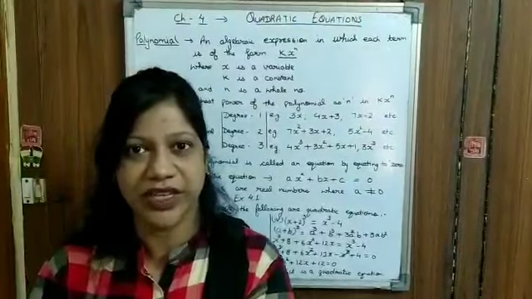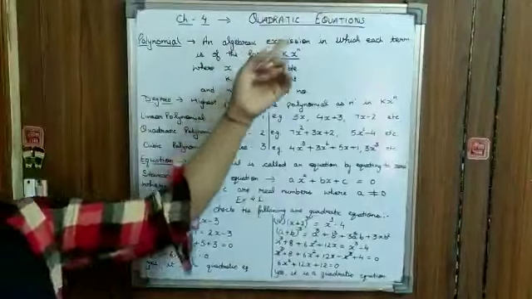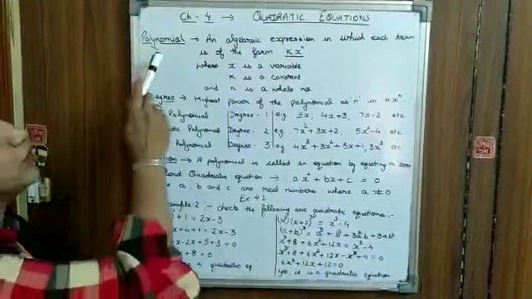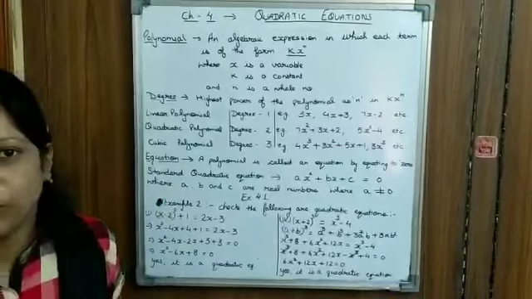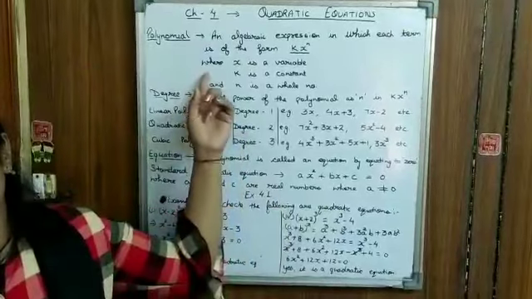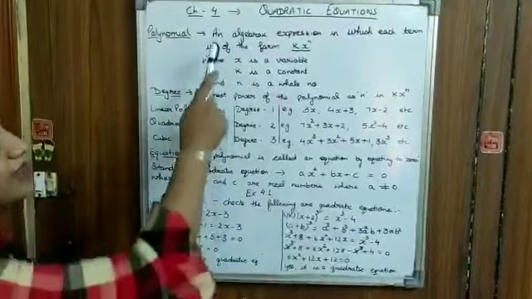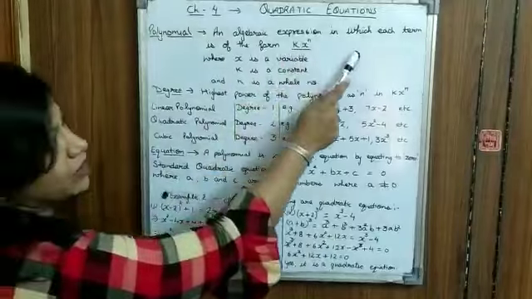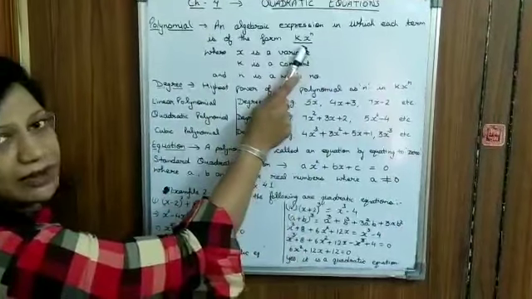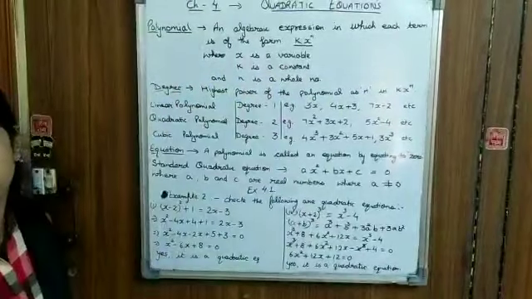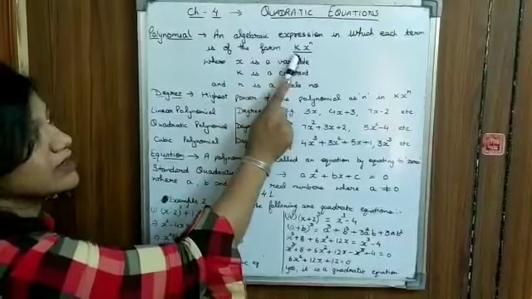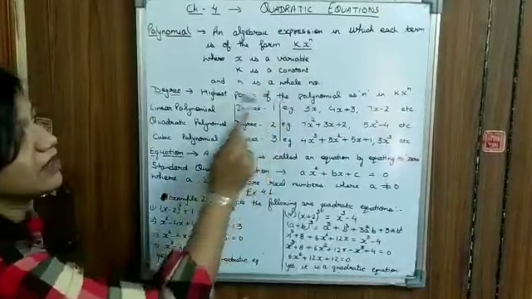Today we are going to study your chapter 4, quadratic equations. Before starting this chapter, I want to come to your topic polynomial. Let's recall this topic polynomial because we have already studied this in your chapter 2. An algebraic expression in which each term is of the form kx power n is called a polynomial, where this x is a variable, k is a constant and n is a whole number.